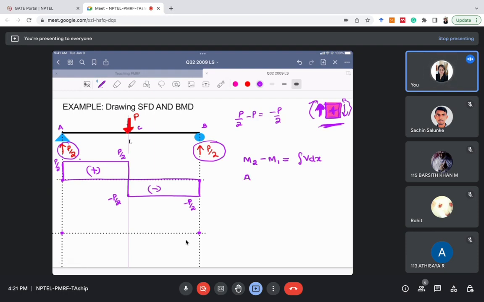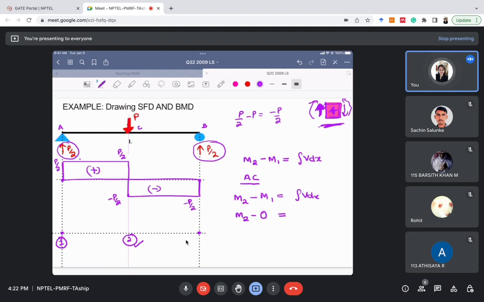So I'm drawing it for section AC. How will we use this formula? Consider this as section 2 and this as section 1. I am using the formula M2 minus M1 is equal to integral of V dx. M2 is at this section, and we don't know the bending moment here right now. We know the bending moment at section 1, which is 0. So M2 minus M1 equals integral of V dx. What do we mean by integral of V dx? It means the area of the shear force diagram for that section.